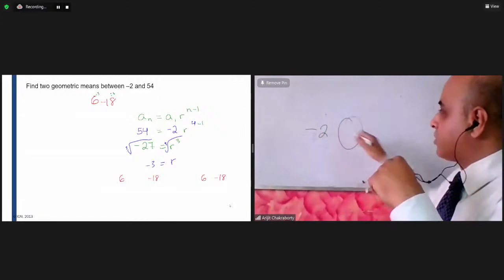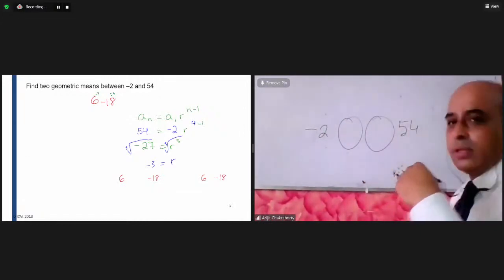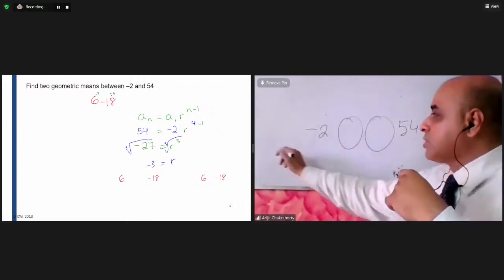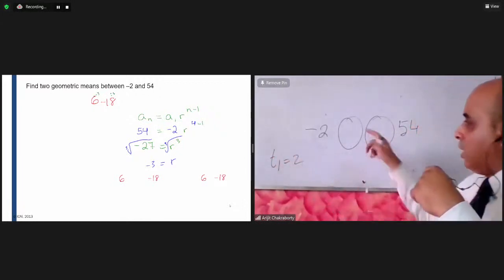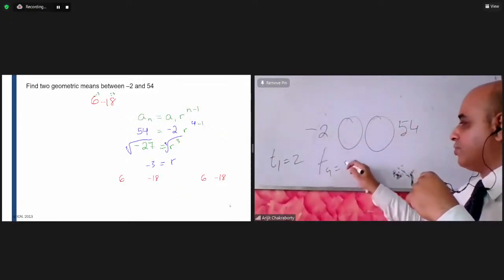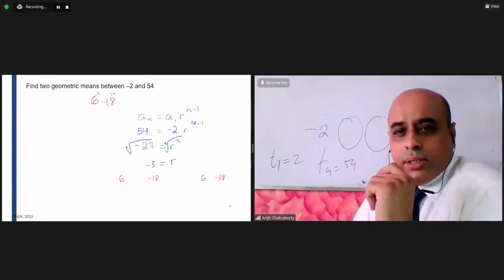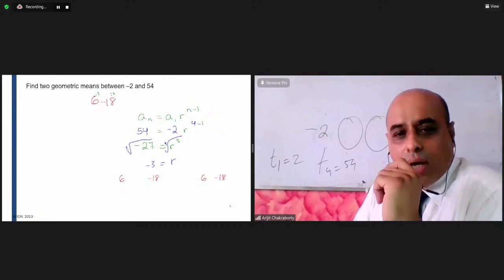There is one geometric mean, another geometric mean, and then we have 54. The first term T1 is -2: first term, second term, third term, fourth term. T4 is equal to 54. We don't know the value of R. So what to do? Let us try and find out what can be the value of R here.